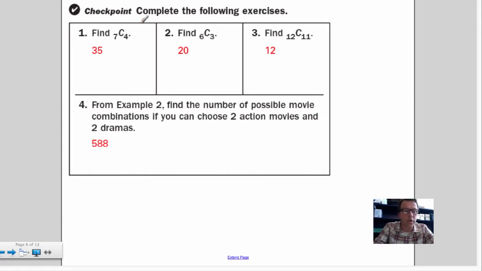So on the calculator, hopefully you were able to find the C button. It's not hard at all. 7, then go to math, go over to probability, pick C, and the nCr button, and then hit 4.